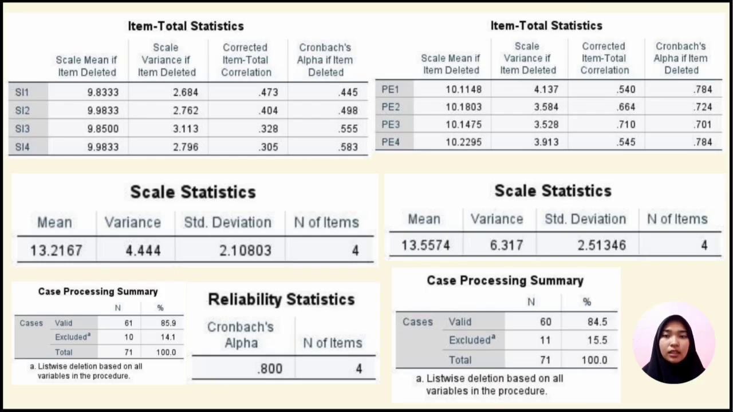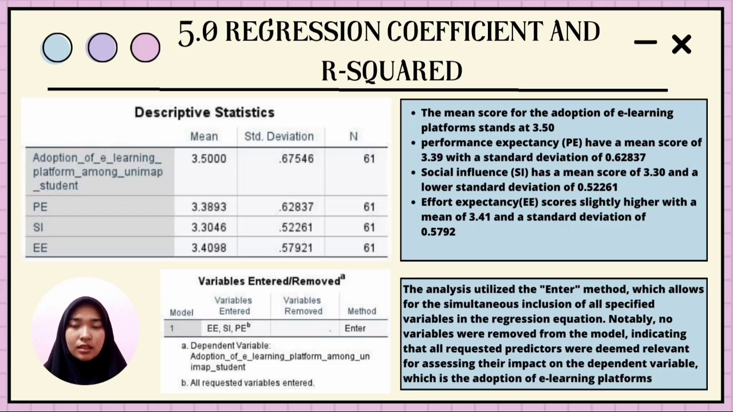At this page, there are several data about Cronbach's alpha. They include the item total statistics, scale statistics, case processing summary, and reliability statistics that show social influence and performance expectancy. 5.0 is regression coefficient and R-square.